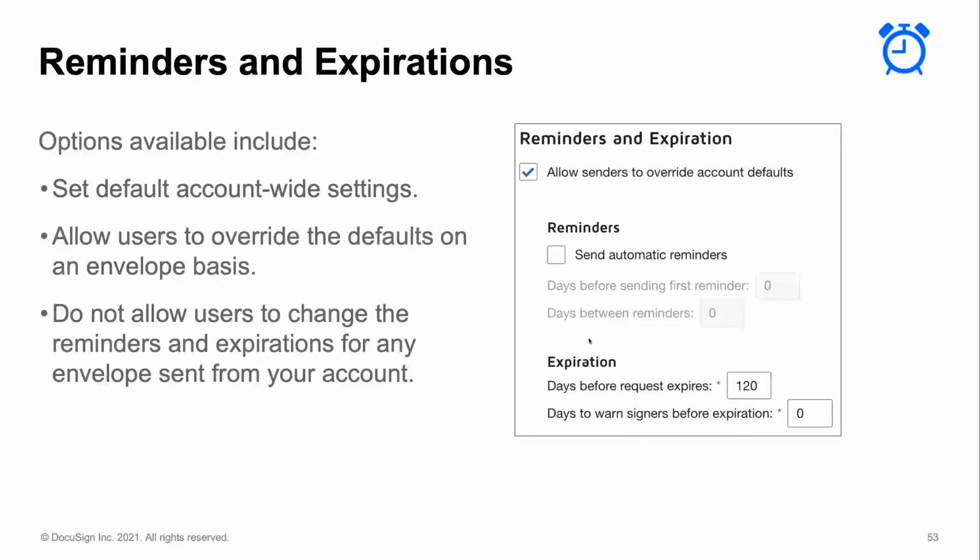I would say as a best practice for expiration specifically, you might want to warn them a little bit closer to the day that you actually sent the envelope versus closer to the day that it expires. That way they're having ample time to go in and act after receiving a warning that the transaction will expire.